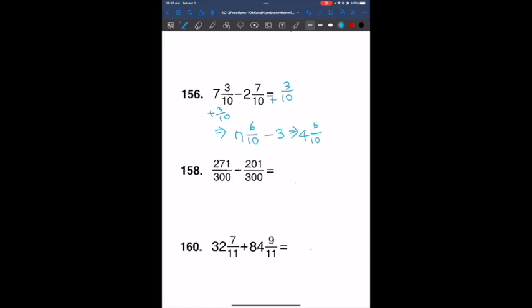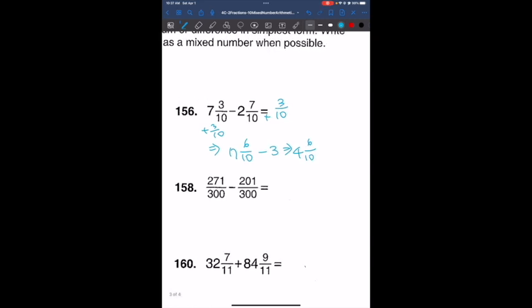Now just to check, another way that we can do this is to get to 3 we need to add 3/10, and then from 3 to get to 7 and 3/10, we need to add 4 and 3/10, so that's going to be 4 and 6/10. And simplified, that is going to look like 4 and 3/5.